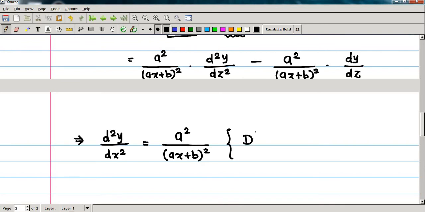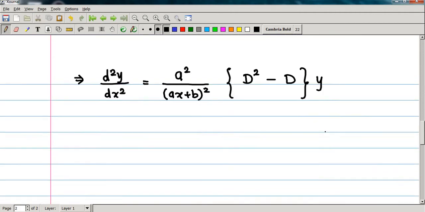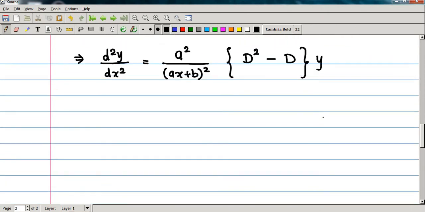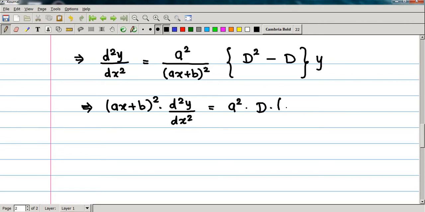So this is nothing but D square minus D of variable y, since D represents the derivative with respect to z. Now we take the denominator term on the left hand side. So we can replace (ax plus b) square into d2y by dx square, and it is replaced by a square into D(D minus 1) y.